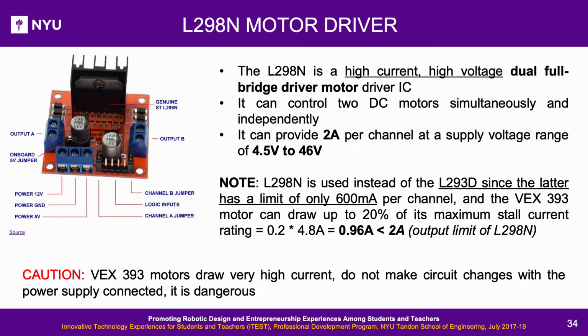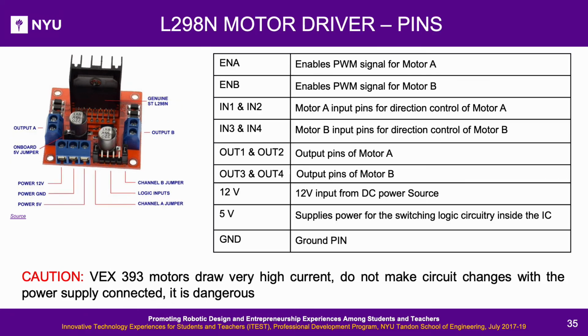Note that L298N is used instead of the L293D because the latter has a limit of only 600 mA per channel, and the VEX 393 motor can draw up to 20% of its maximum stall current rating, which is 0.2 times 4.8 amps, which equals 0.96 amps, which is greater than the 600 mA output limit of the L293D but less than the 2 amps output limit of L298N.